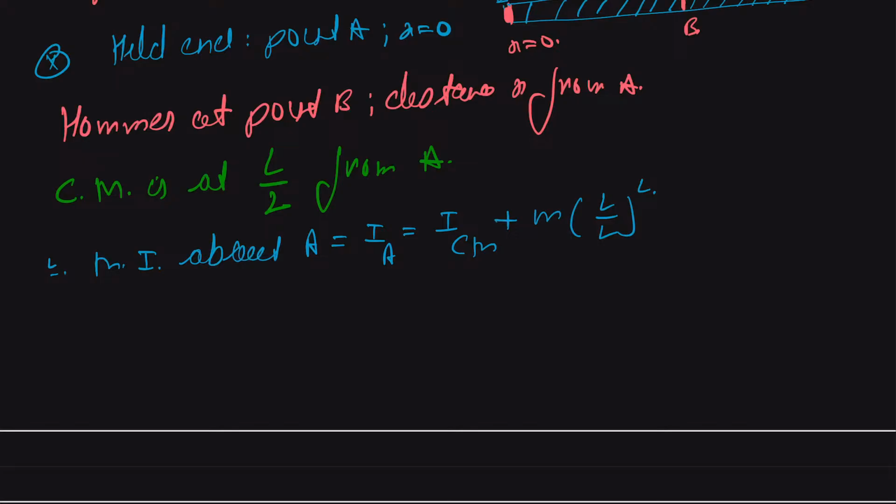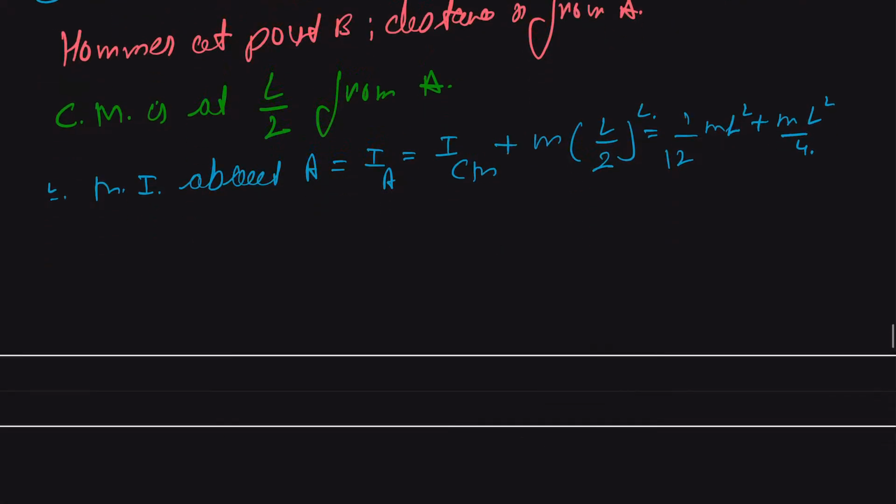Okay. And ICM is our 1 upon 12 ml square, plus this also comes as ml square upon 4. So we get that the moment of inertia about the point A will be equal to, this will be 12 and 3 plus 4, so this will become 1 by 3 ml square. So this is the moment of inertia about point A, it means the point which we are holding.